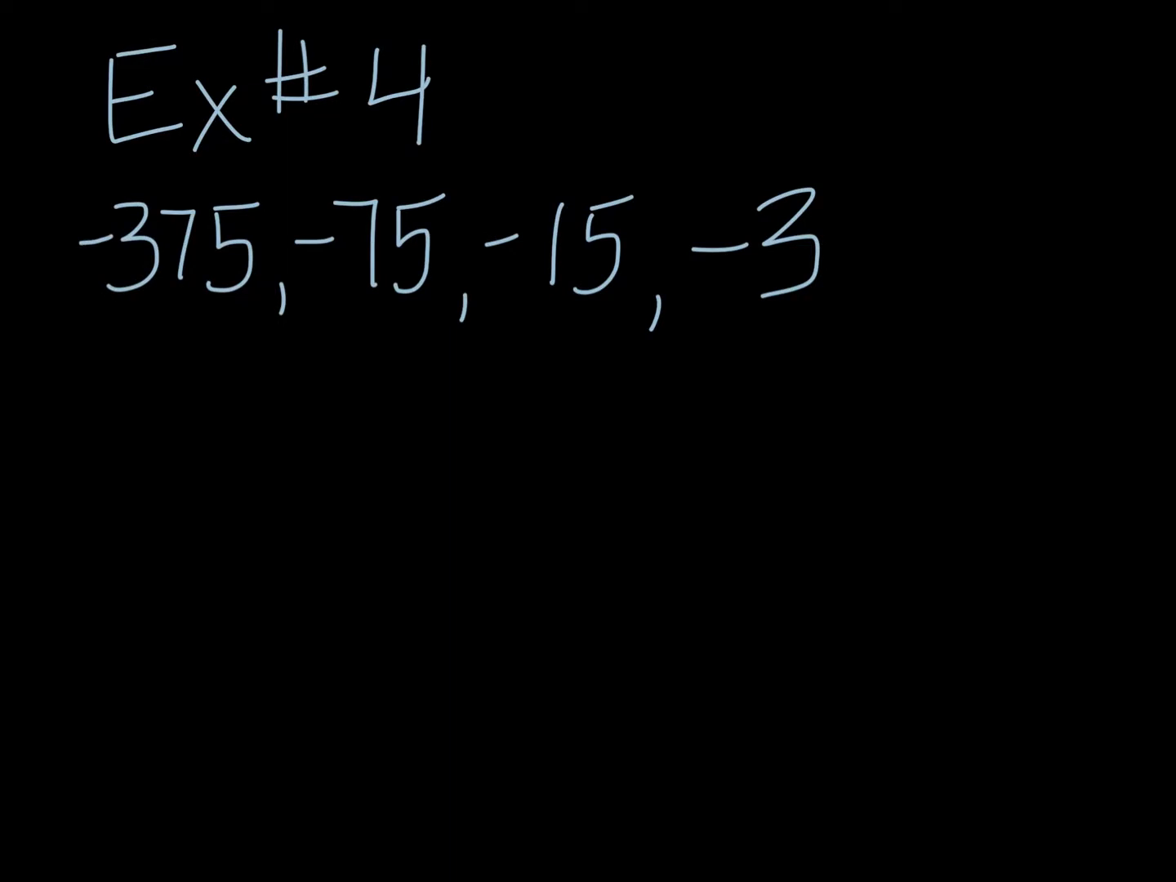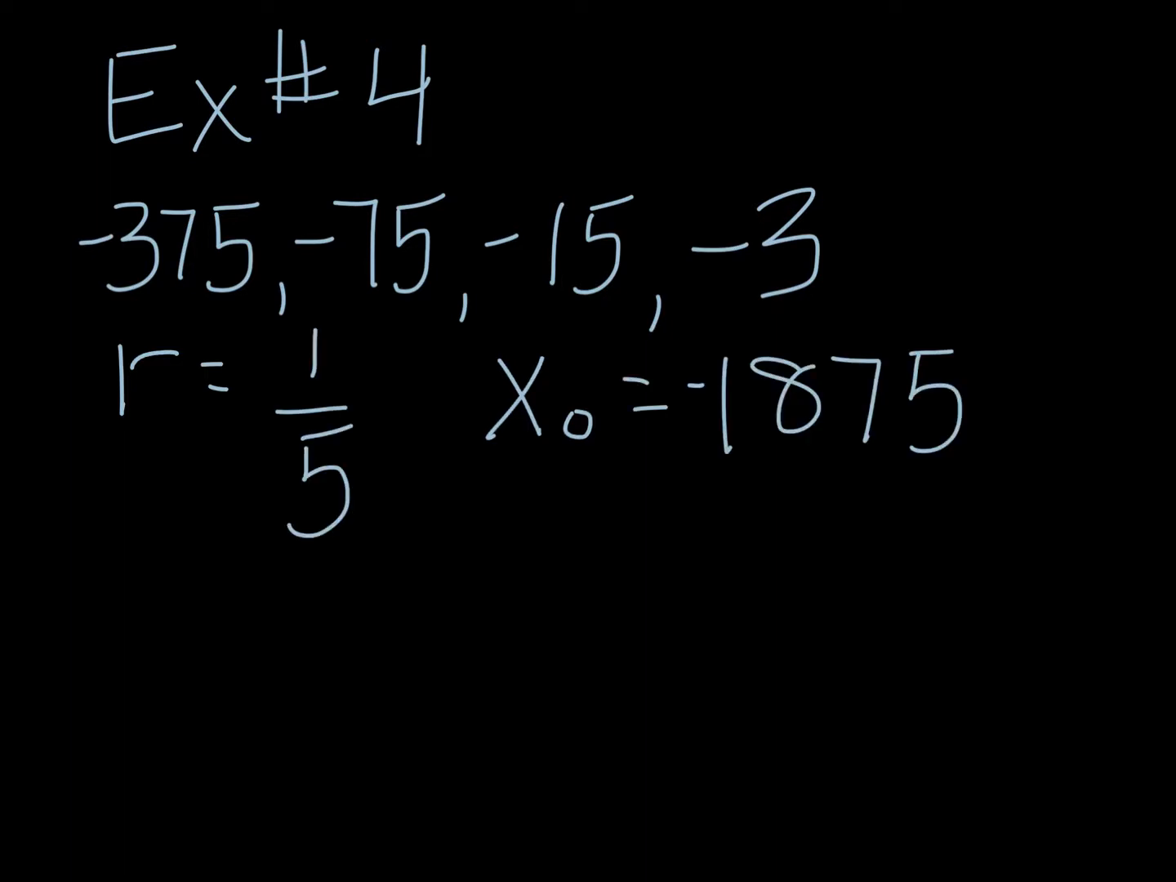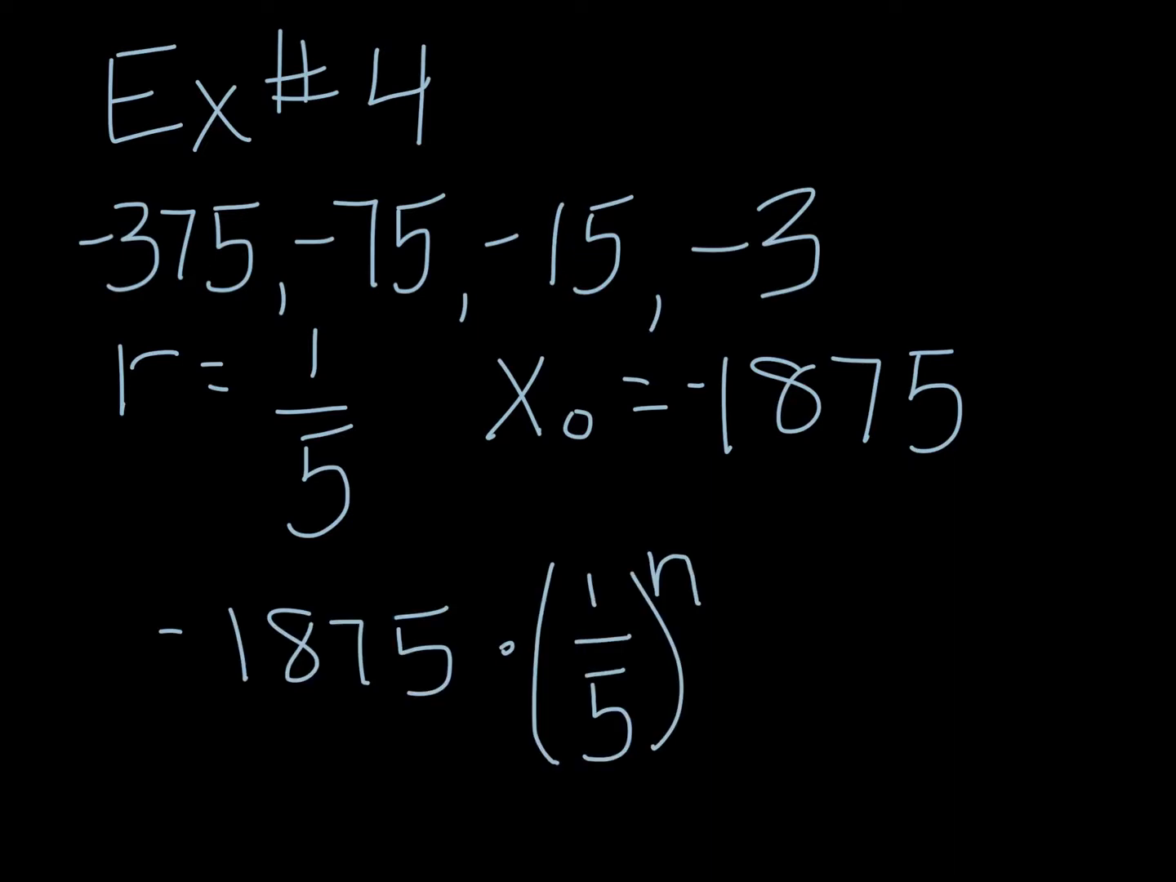All right, go ahead and try this one on your own. Make sure you come up with the ratio and that you come up with the 0th term. So what you should have found was the 0th term is negative 1,875. The common ratio is 1/5. Each term after the previous is 1/5 of the previous term. So now let's write the explicit formula. The formula should be negative 1,875 times 1/5 to the n power.